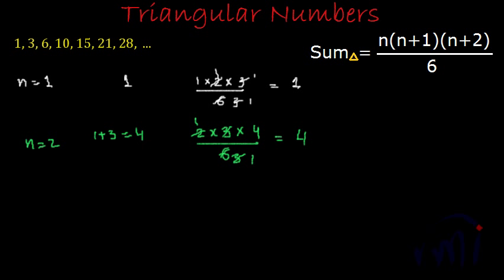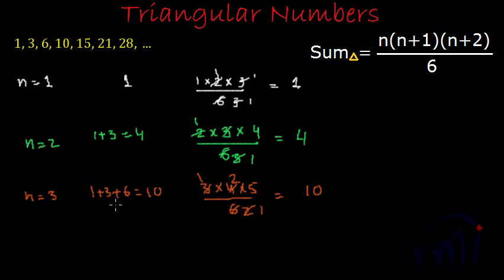And let me check for three terms. So if I take n is equal to 3, we have to add 1 plus 3 plus 6. And 6 plus 3 is 9 plus 1 is 10, right? And if I put n is equal to 3 in this formula, we will get 3 multiplied by 4 multiplied by 5 divided by 6. 3 ones are 3, 3 twos are 6, 2 ones are 2, 2 twos are 4, and 5 twos are 10, right? So again we are getting the same result as we got by adding three terms manually, right?